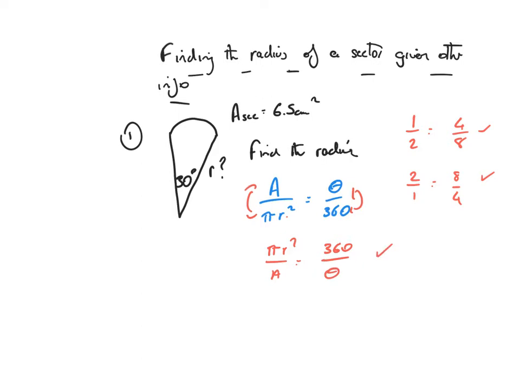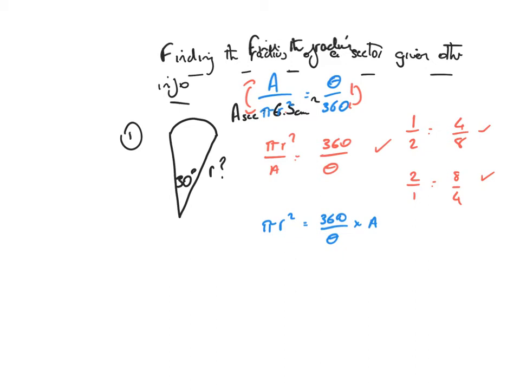Okay, now I'm looking to isolate r on its own. So I'm first of all going to get rid of that divide by A by multiplying by A. So pi r squared is equal to 360 divided by theta, and I'm going to bring that divide by A up and multiply, so that's going to be multiplied by A. I can then take the multiplied pi and bring that down, so that will be r squared equals 360 divided by theta pi times A. I can then get rid of the squared by taking the square root, and that's going to be r equals the square root of 360 divided by pi theta times A.